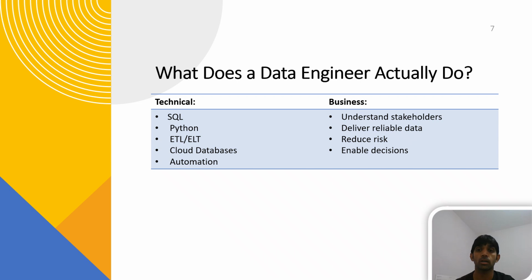So this is the technical side: SQL, Python, ETL, ELT, cloud databases, and automation. And the business side: understanding stakeholders, delivering reliable data, reducing risk, and enabling decisions. So let me ask you a question: which is the most important, SQL or communication? The reality is both are critical. You can build the most advanced pipeline in the world, but if it doesn't solve a business problem, it has very little value.